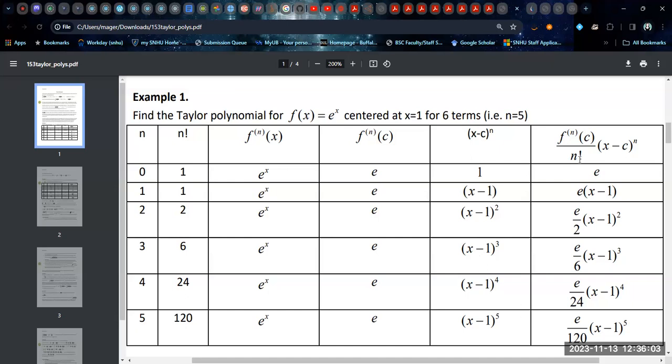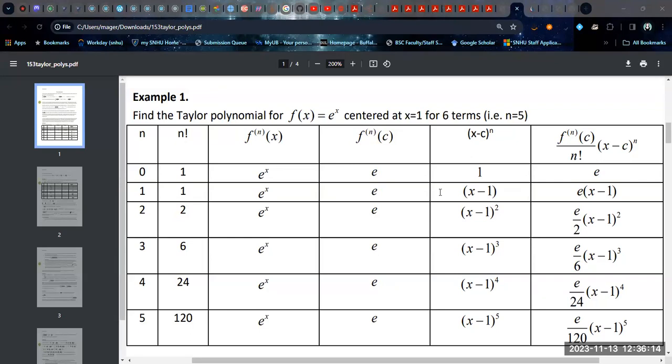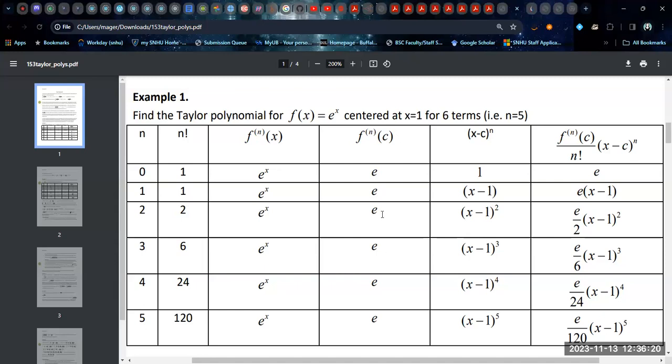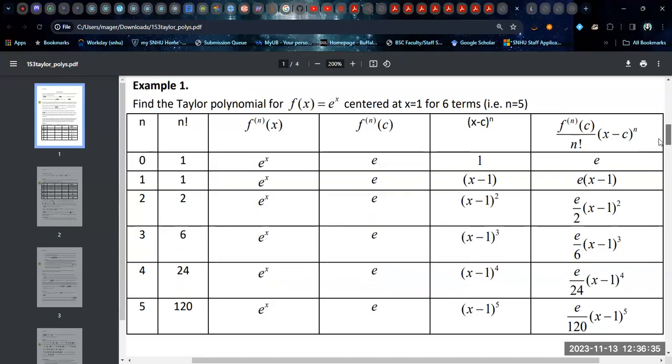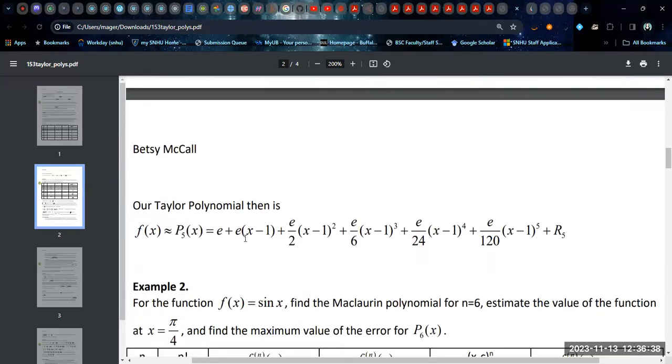And when we put all of those pieces together, here we're going to have e times 1 divided by 1, which is e. And then for this one, we'll have e times x minus 1 divided by 1, which is e(x minus 1). And then in this one, we'll have e times (x minus 1) squared divided by 2 factorial, which is e over 2 times (x minus 1) squared, and so forth. Now, the polynomial itself is then just going to be the sum of all of these terms, which is going to be this expression. And then there is a remainder from where we drop off.